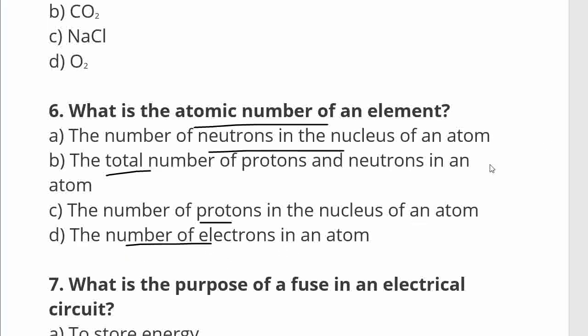Then the right answer is option C. The number of protons in the nucleus of an atom. It defines the element and determines its position in the periodic table.